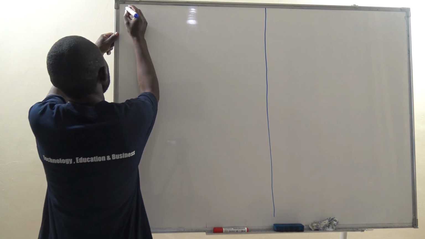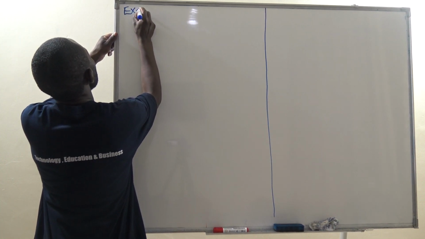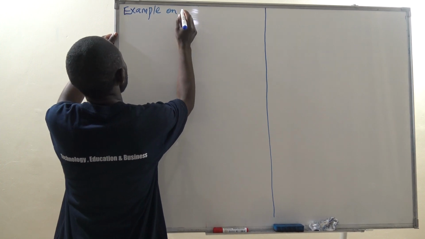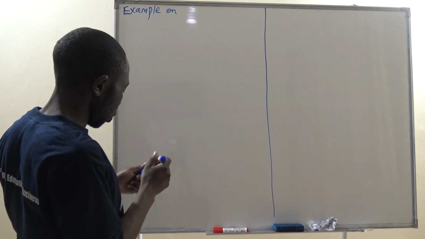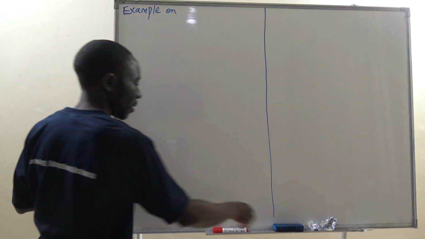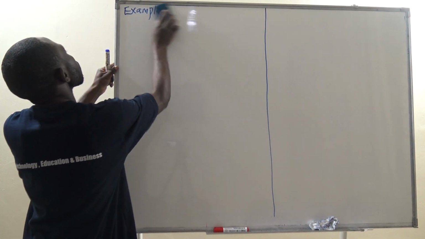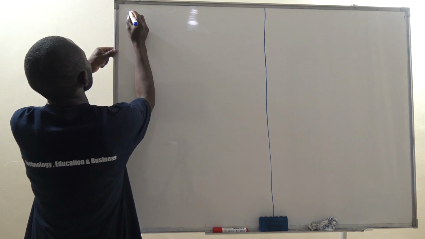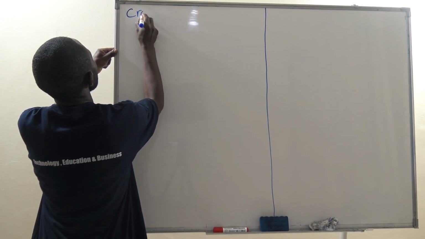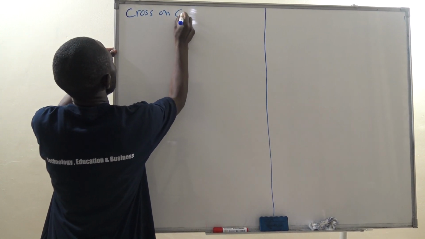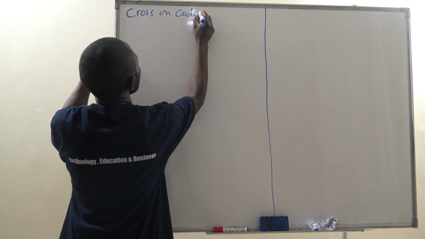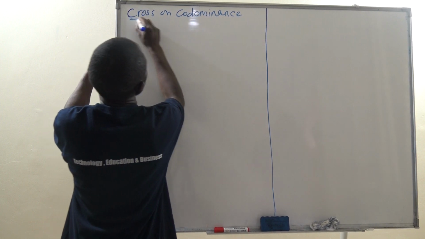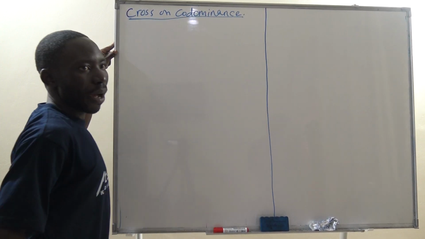Today, we are going to look at an example involving codominance. We call it a cross on codominance. Cross on codominance. That's where we are.